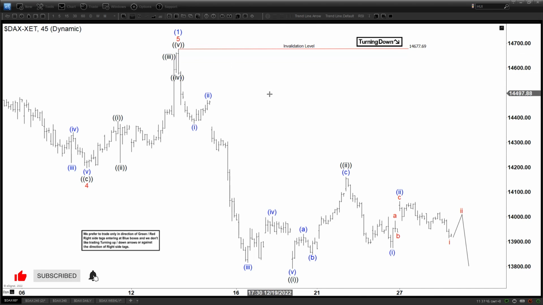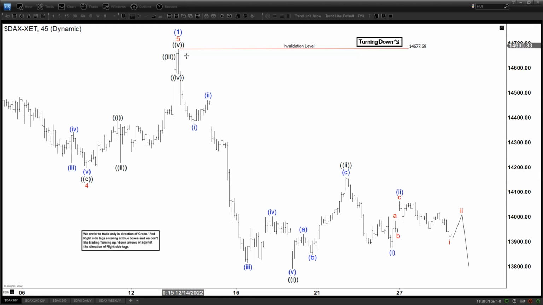And today we're going to be looking at the chart of DAX. This is a 45 minutes chart. We can see we ended with 1. So you can see in the subdivision here, 5 in red, 4 in red. So that means the minor degree formed 5 waves up, ending with 1 in the intermediate degree.